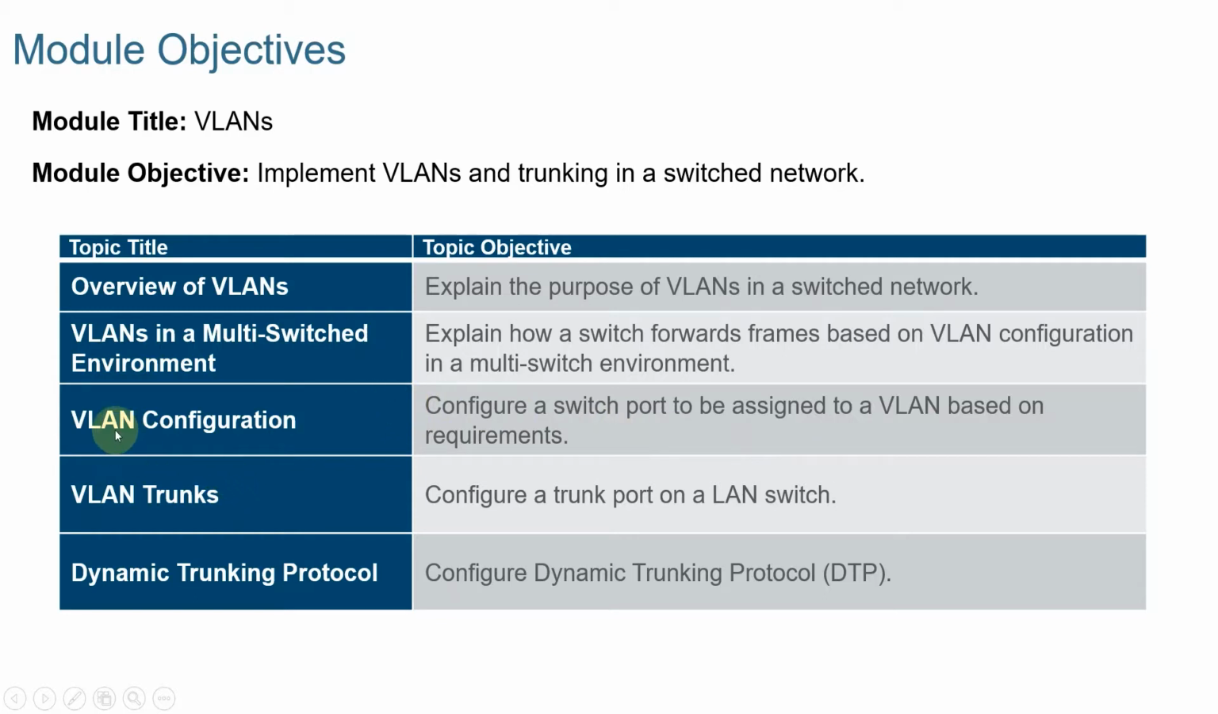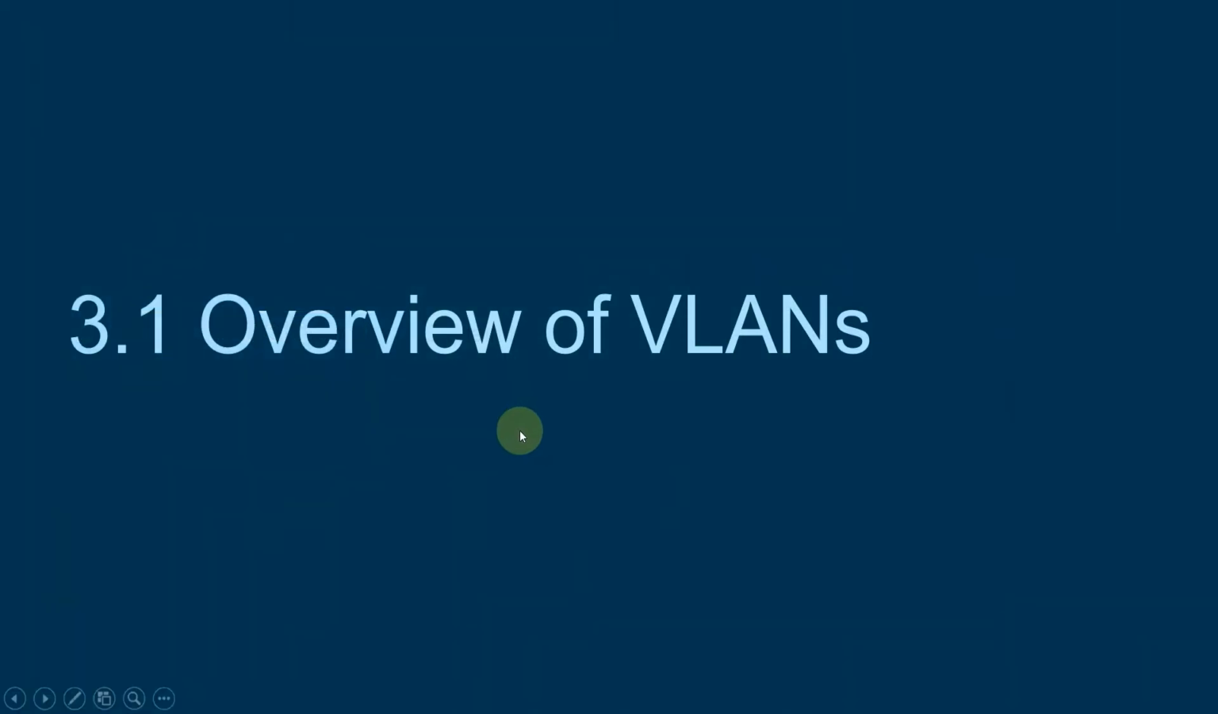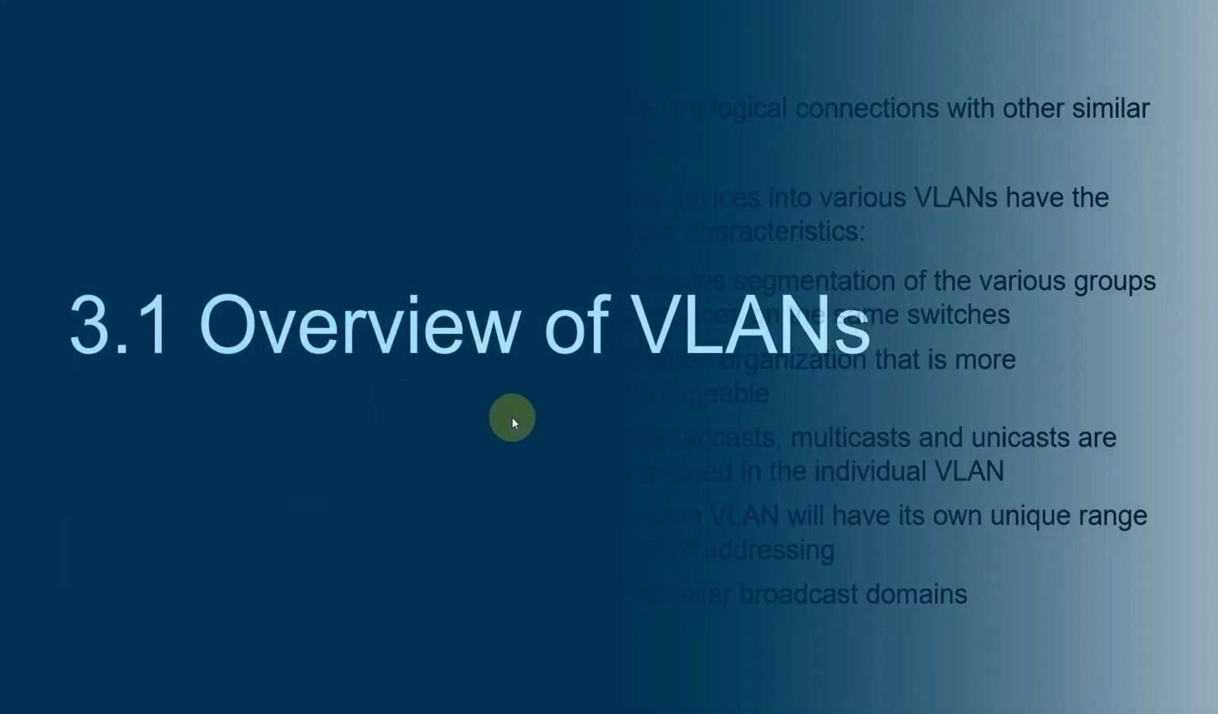We will also be talking about VLAN configuration: configure a switch port to be assigned to a VLAN based on given requirements. VLAN trunks: configure a trunk port on a LAN switch. And DTP, or the Dynamic Trunking Protocol: configure DTP in a switch. Overview of VLANs.